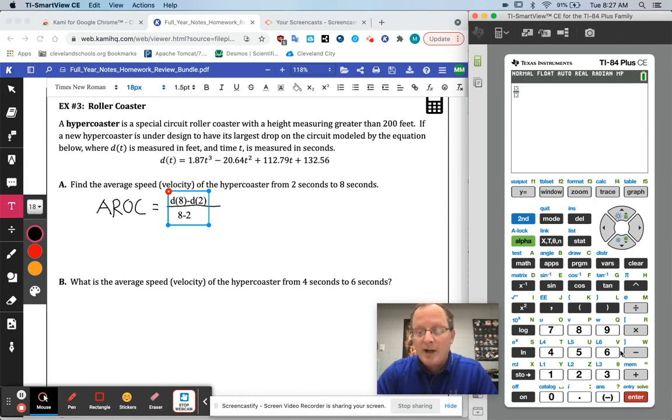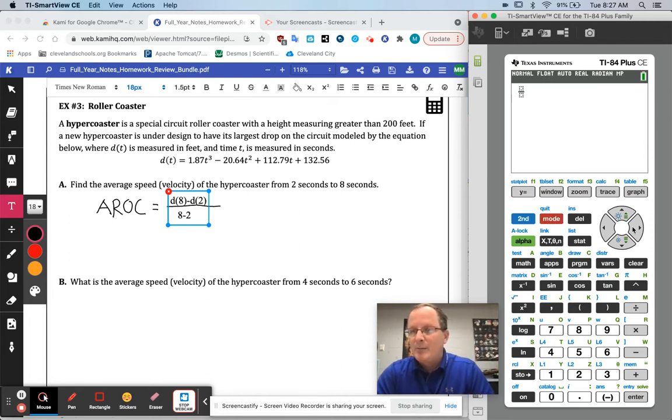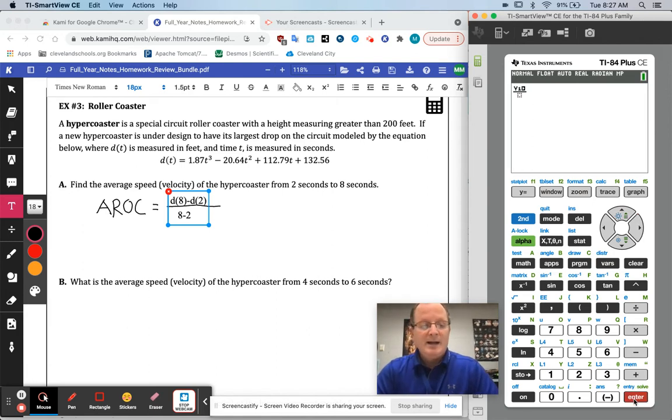In the numerator, I want, now remember, this was called y1. It's not called d like it is in this problem, so we have to use y1. Here's how you do it. I go back out of the fraction, press vars, Y-vars, function, because that's what we're doing, function y1. Then watch this. If you start a parentheses and put the 8 right there, that is going to be d of 8, whatever 8 substituted in gives.